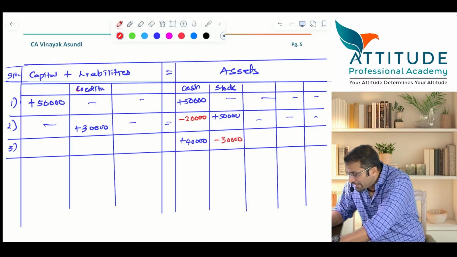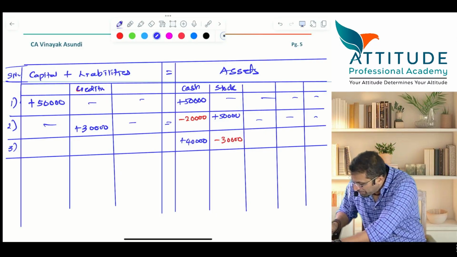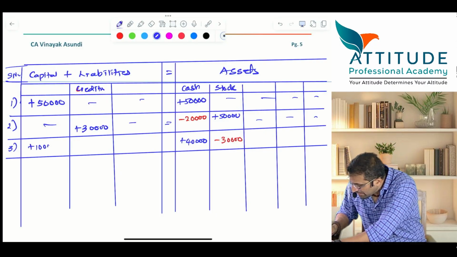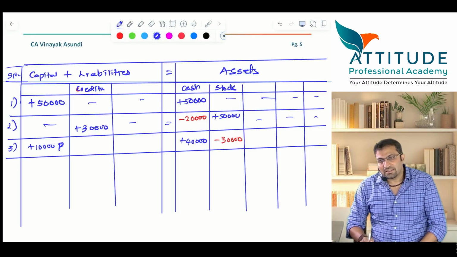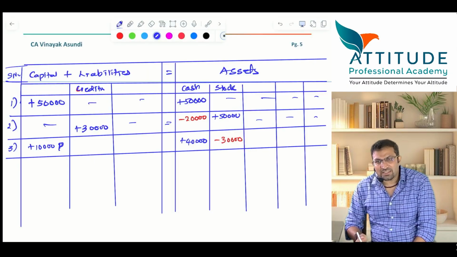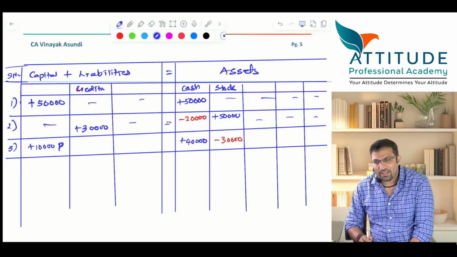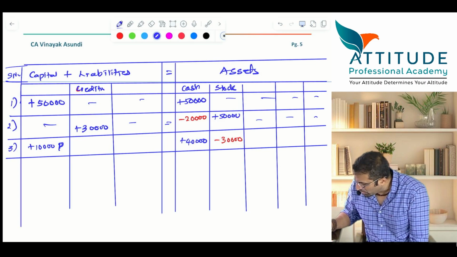So there is a profit of how much? 10. So 10 profit will increase the capital. For your understanding, I'll write P. P means profit. E means expenses or contributing towards the losses. And D means drawings. D is drawings. Is that clear? Does the equation hold good?